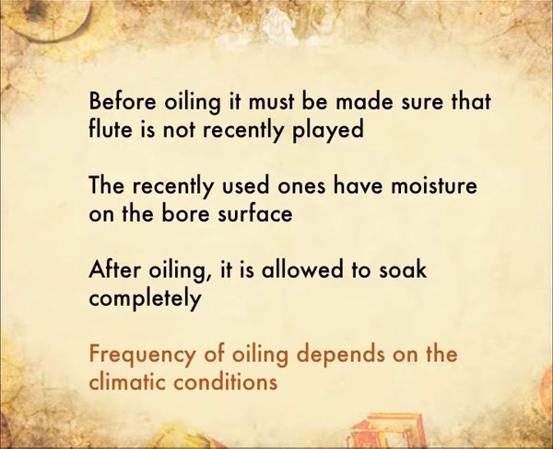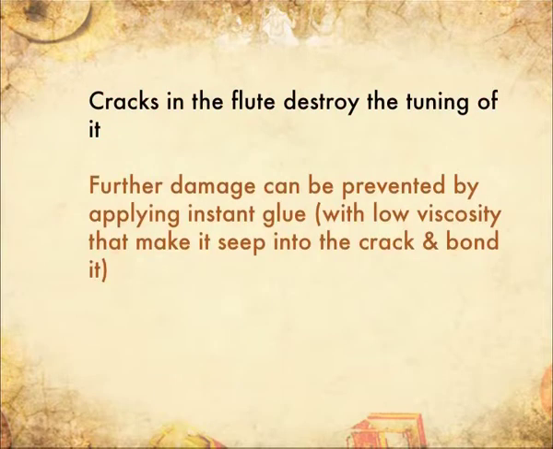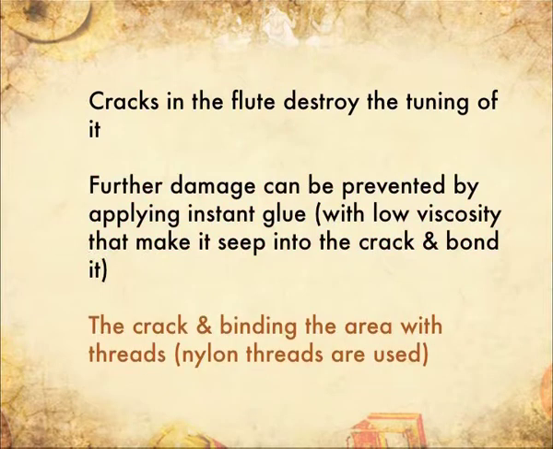The frequency of oiling depends on the climatic conditions in which the flute is played. Dry, hot climates require oiling as frequent as 4 to 6 times a year. If, in case, cracks develop on the flute, they will most likely destroy the tuning of the flute. To prevent further damage due to cracks, apply instant glue with lower viscosity so that it can seep into the crack and bond the crack and then bind the area with threads. Nylon threads can be used.